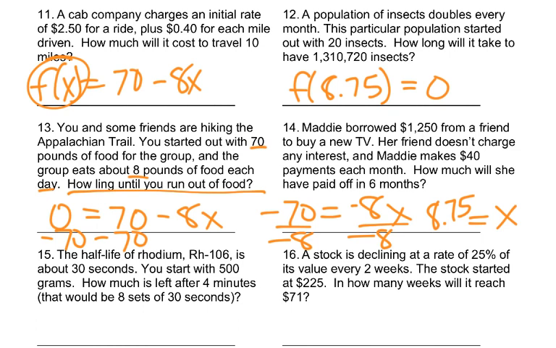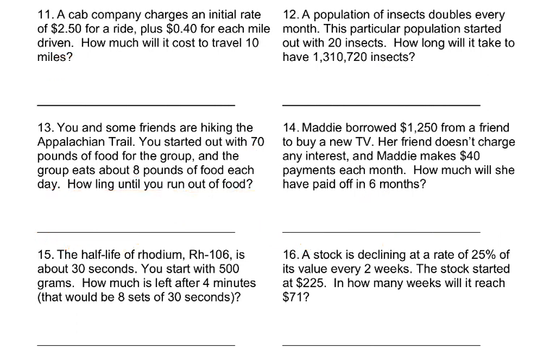Okay? Number 14, Maddie borrowed $1,250 from a friend to buy a new TV. Her friend doesn't charge any interest, and Maddie makes $40 payments each month. So f of x equals $1,250, and she's making $40 payments each month. How much will she have paid off in 6 months? Okay.